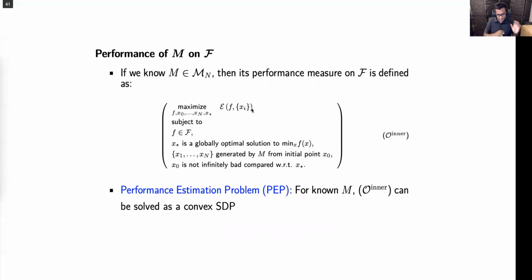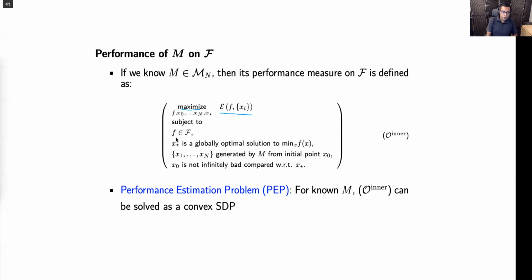What I just said, if we want to write it as a meta-optimization problem, we can do as follows. If we know the method M in M_n, then its performance measure on the function class F is defined as follows. We are trying to find the worst case performance measure, right? Like how the method will behave on all the functions in that function class. That's why we are trying to maximize. This is the performance measure. Again, it could be gradient norm squared over the last iterate and so on.